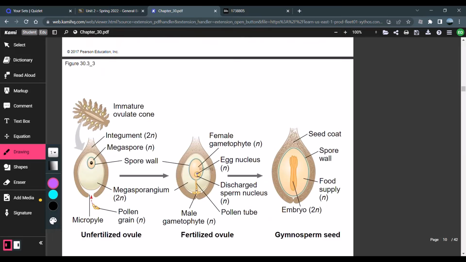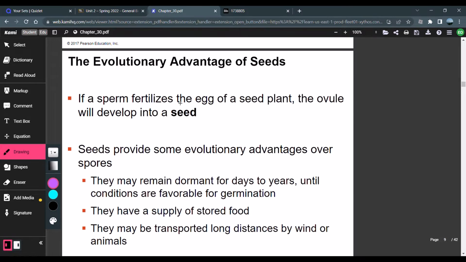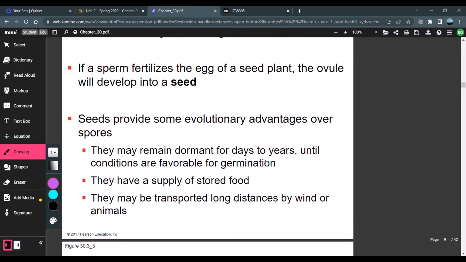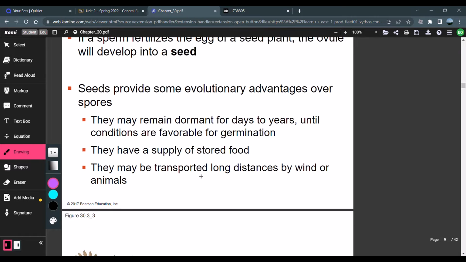Oh yeah, I did forget to talk about this slide. So let's backtrack a bit. What is the evolutionary advantage of seeds? Well, first, seeds can remain dormant for many, many years until favorable conditions arise. Unlike a zygosporangium, which can endure unfavorable environments, but not quite as long as a seed.